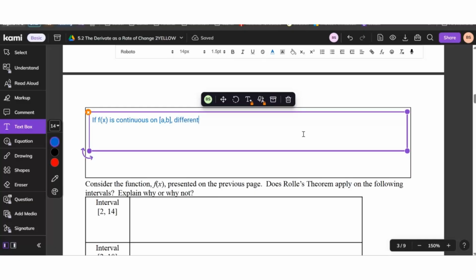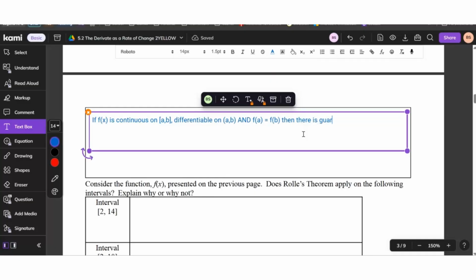and if it's differentiable on, do I include a and b this time? Can you differentiate an endpoint? No, so it's just going to be on ab, right? Parentheses rather than brackets because we don't include it. And if f of a is equal to f of b, then there, before we even go further, what does f of a equals f of b mean? The same height. Exactly, right? So like the y coordinate's going to be the same.